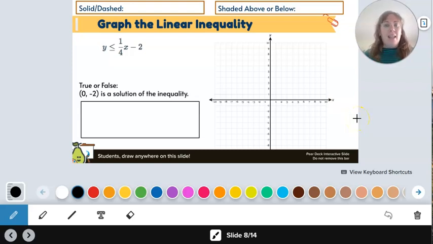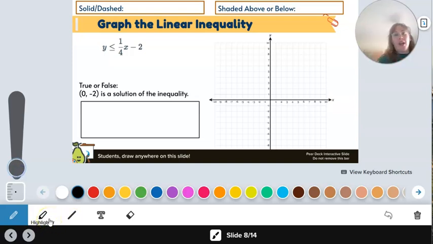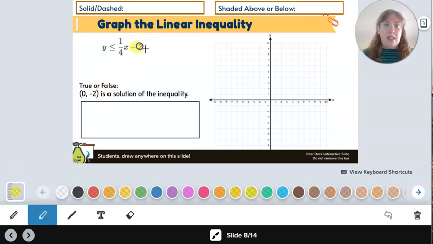Okay, and we're back. So we're still working on this Peardeck. The first step to graphing, right, is to identify our y-intercept. So we have y is less than or equal to 1/4 x minus 2. So our y-intercept is this -2. So we start by plotting that point. And our slope is 1/4.